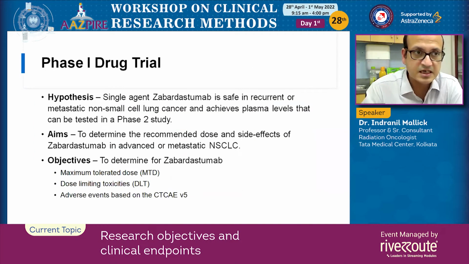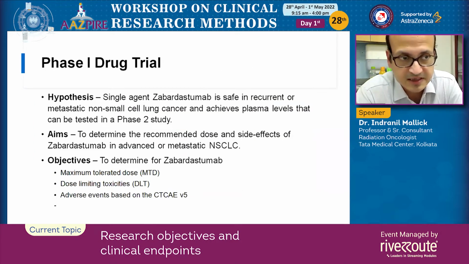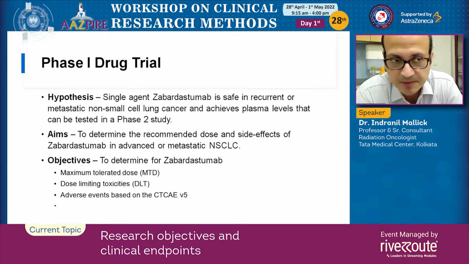So let us talk about each of these phases and what the hypothesis, aims, and objectives might be. For example, in a phase 1 study of this drug called Zabardastumab, what would be your hypothesis? Your hypothesis could be something like this: that single agent Zabardastumab is safe in recurrent or metastatic non-small cell lung cancer and achieves plasma levels that can be tested in a phase 2 study. So that's your hypothesis.